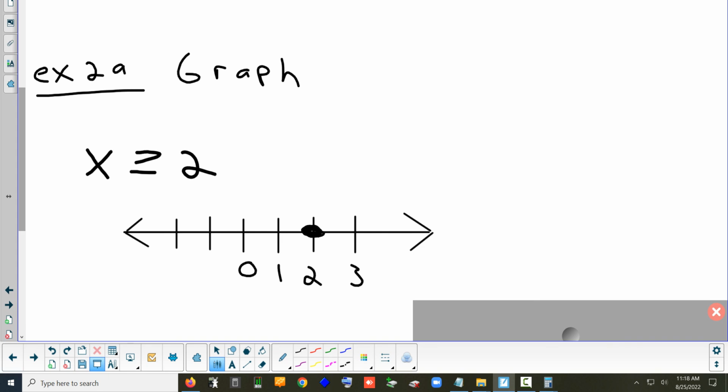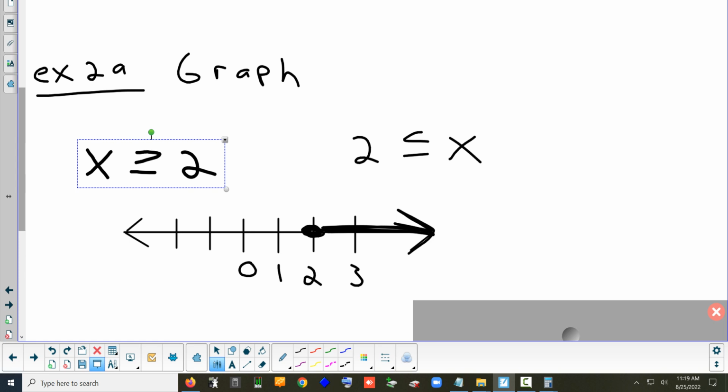And you want to shade all numbers that are greater than or equal to 2. So which way are the numbers greater than 2? To the right. So we could shade that way. Now, some people say, well, you can just go by the way this inequality points. And you can, as long as what? As long as the variable is on the left. If the variable is on the left, that means exactly the same thing.